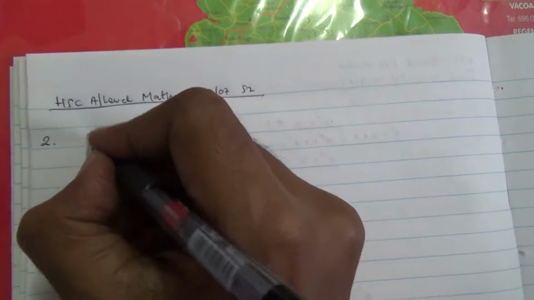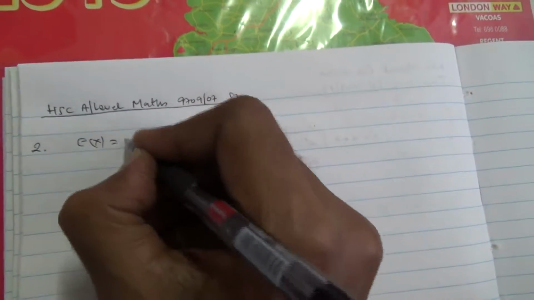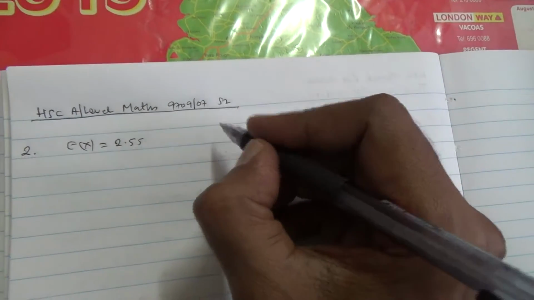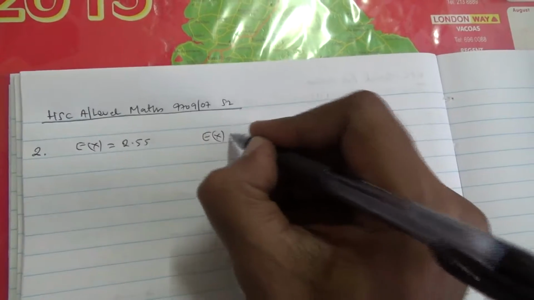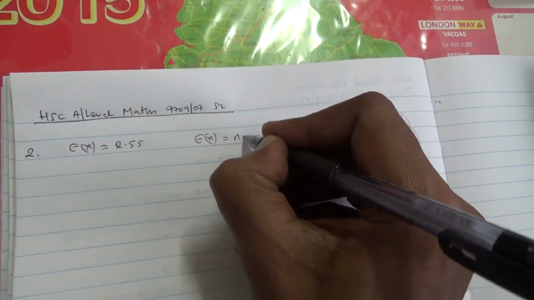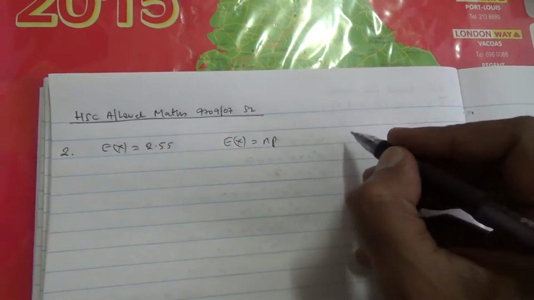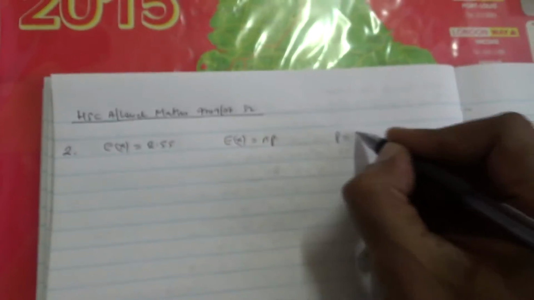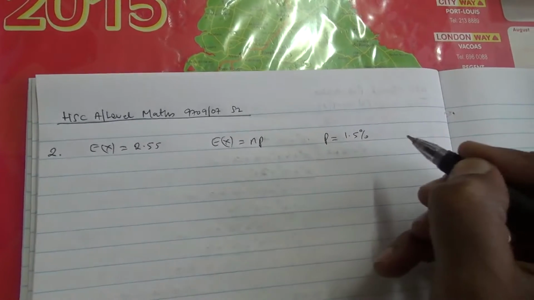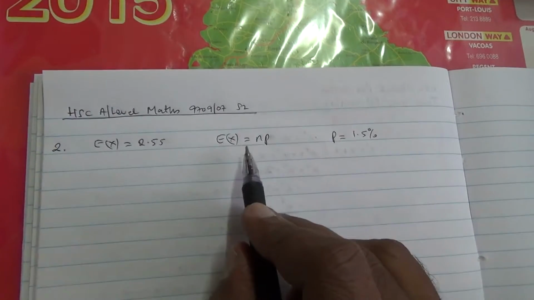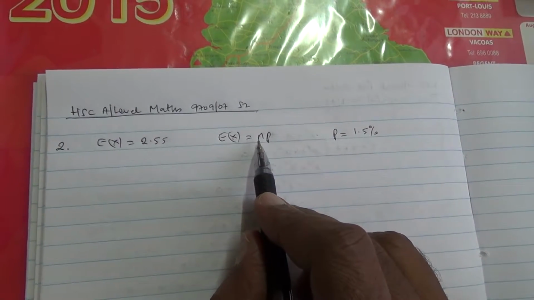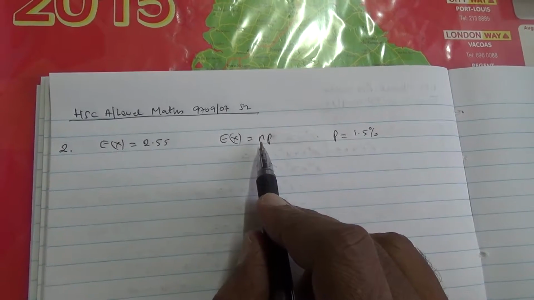Okay, so what do we have? We have the expectation of X, E(X), being 2.55. And we should remember that the expectation of X is normally n, the sample size, multiplied by the probability of success. And here, the probability of success p has been given in the question as 1.5%. We need to find the size of the sample, n.